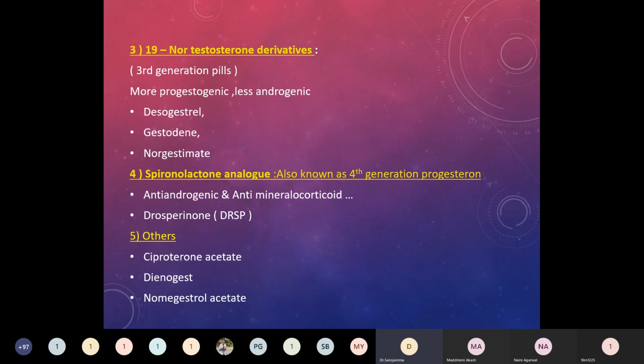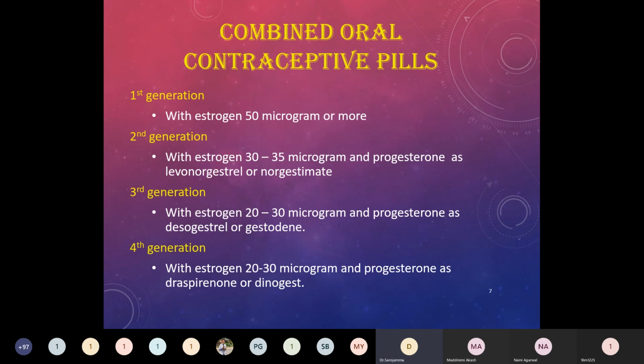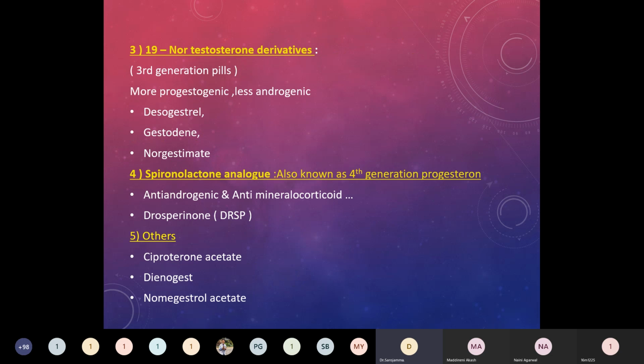And the fourth generation is drospirenone, which is an anti-mineralocorticoid and anti-androgenic progesterone component. So these are classified based on their progestational activity and anti-androgenic property. The first generation are less progestogenic and more androgenic, and vice versa in the fourth generation. They are more progestational and more anti-androgenic. Because of this potency, they are graded into different generations.